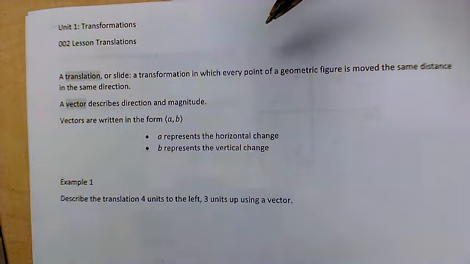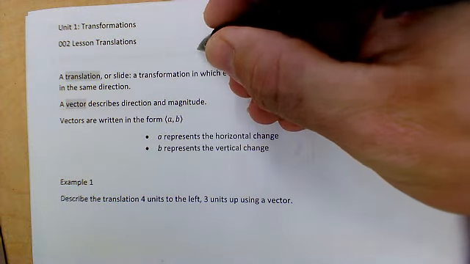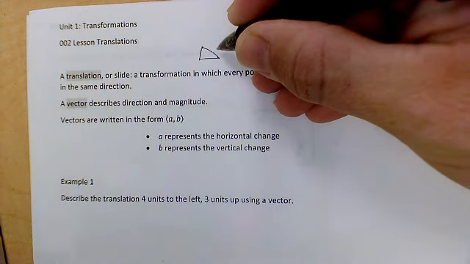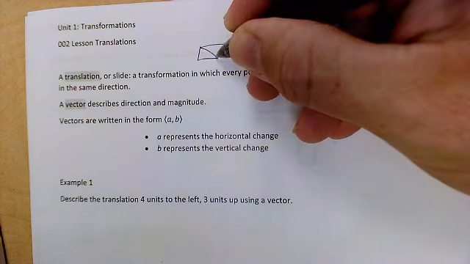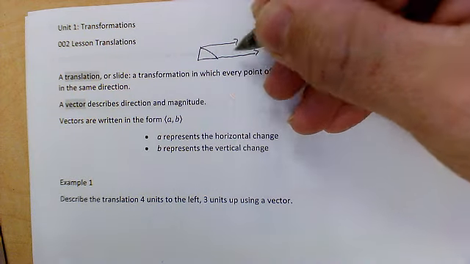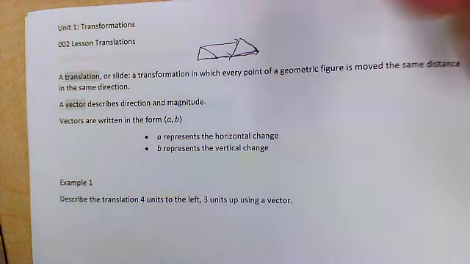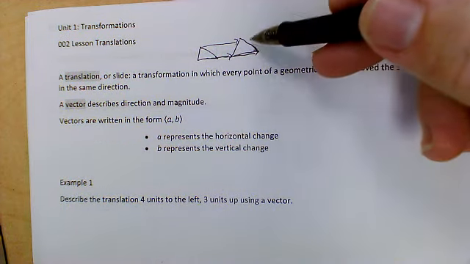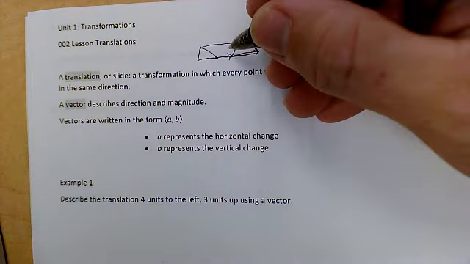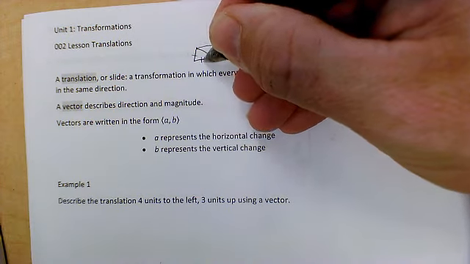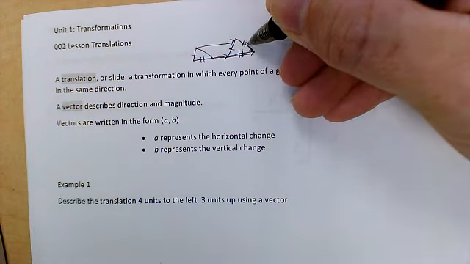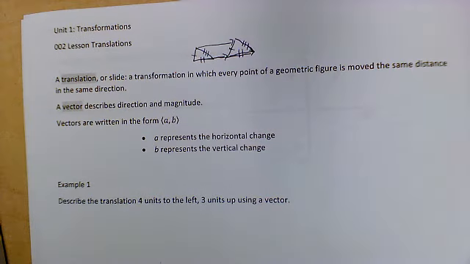This is called a congruence transformation, because if I take a shape and I move every single point the same distance in the same direction, then my result would be a congruent figure to the original. I know I didn't do a good job sketching that, but every side would match up and every angle would still be congruent. So that's the reason why it's called a congruence transformation.